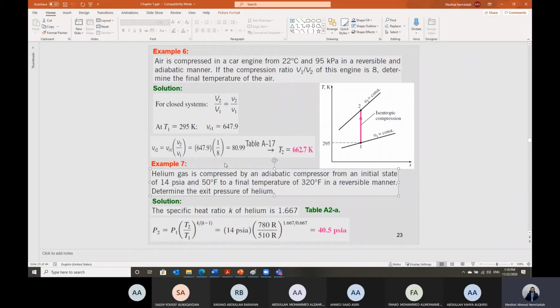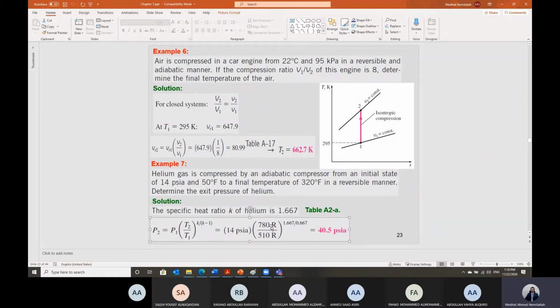So you can check Table A-2a, which gives the specific heat and the specific heat ratio at an average temperature of 300. Usually k is not mainly a function of temperature. It is usually a constant value, so it is not much affected by temperature. So we can take this value from Table A-2a for helium. It will equal 1.6 something. Then we have T2 and T1 and P1, so we can calculate P2.